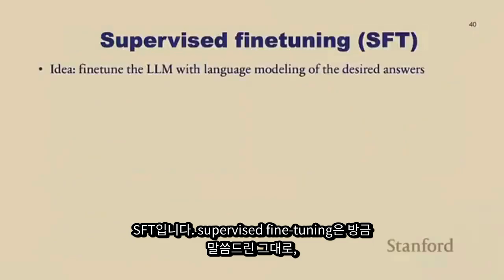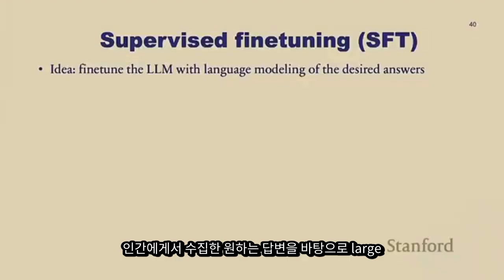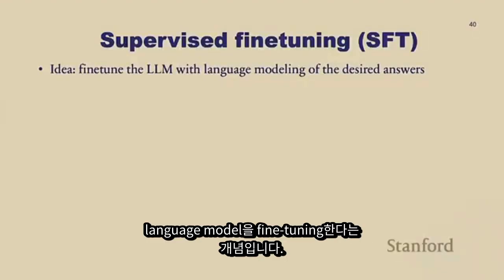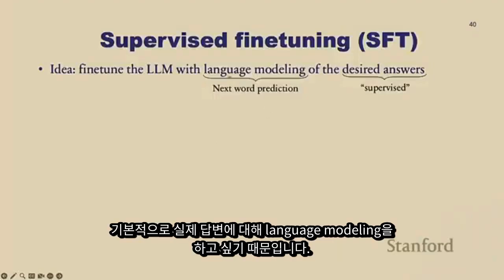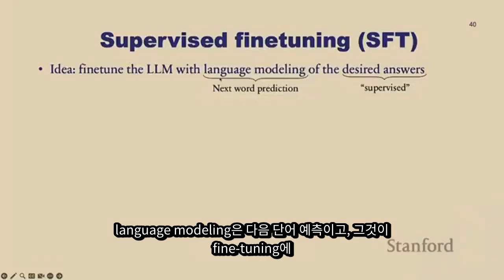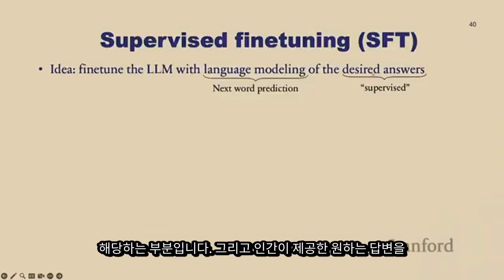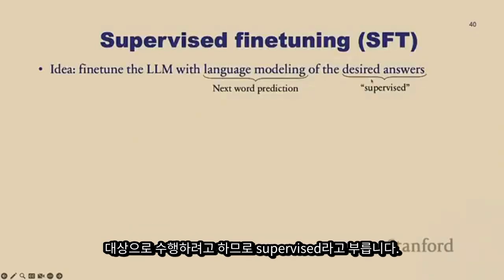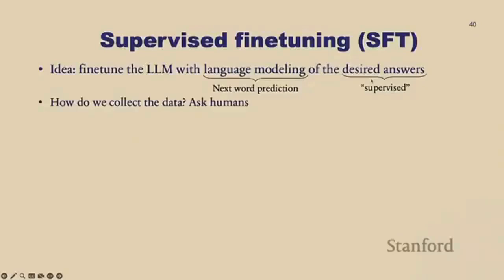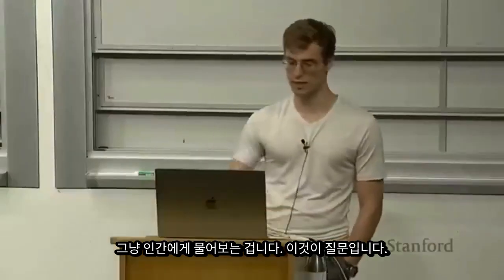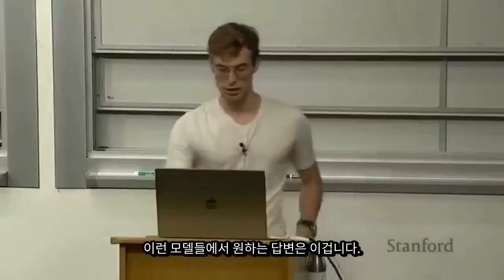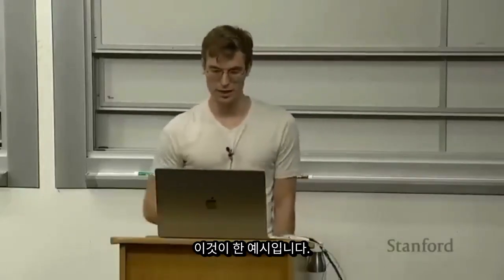Okay, SFT. Supervised fine-tuning is really exactly what I just said, which is the idea of fine-tuning the large language model on the desired answers that are collected from humans. So why is it called supervised fine-tuning? Because you basically want to do language modeling on the real answers. Language modeling is this next word prediction, and that's the fine-tuning part. Then you want to do it on desired answers given by humans. That's why we call it supervised. So how do we collect this data? Well, I just said it. You just ask humans to tell you: this is a question, this is the answer that you would want from some of these models. So this is an example.